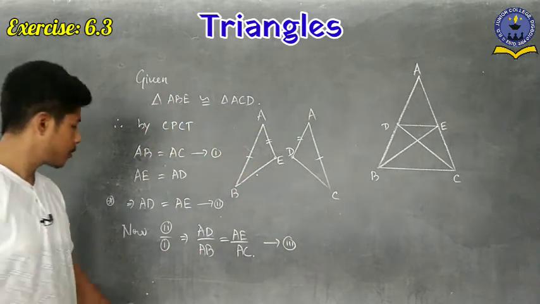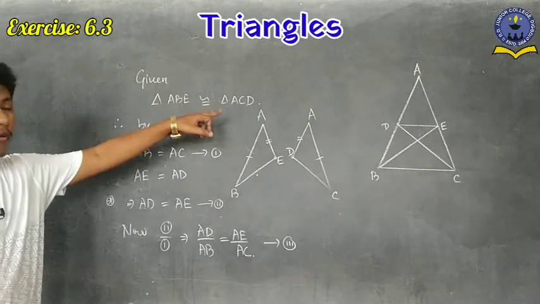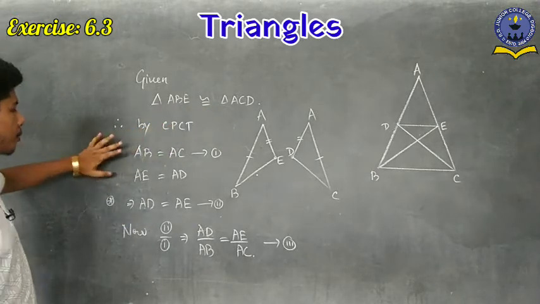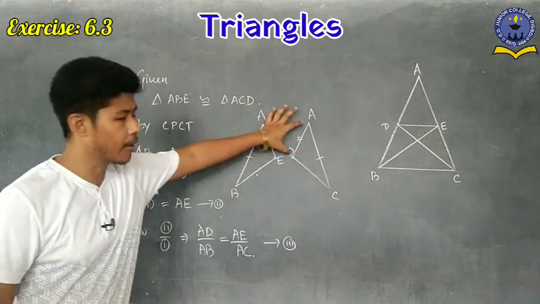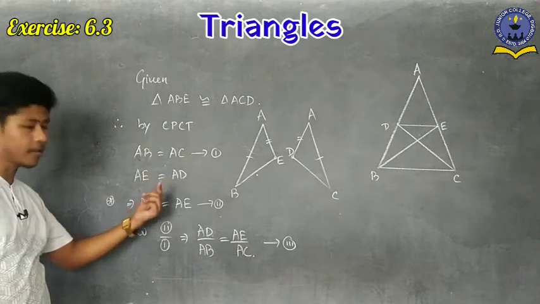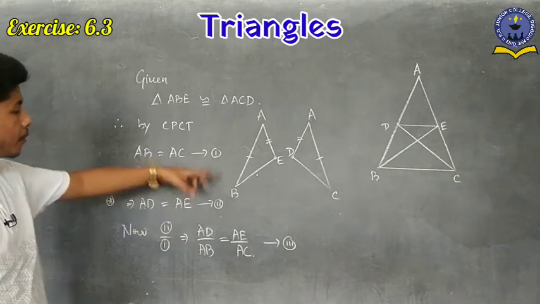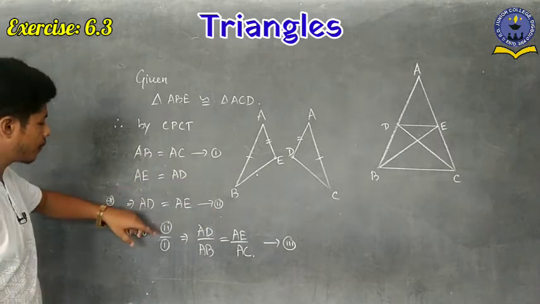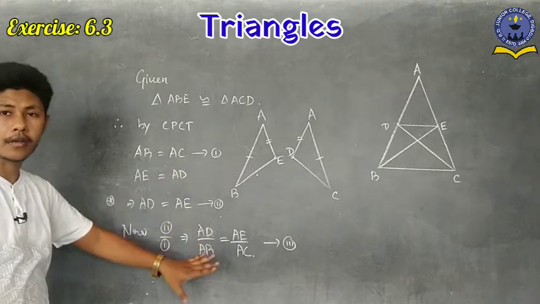Is it clear? So what we have done here, if we repeat: since the triangles are congruent, by CPCT their corresponding sides are equal, so we write AB equal to AC and AE equal to AD. Then one step you have to remember: we rearrange this result, so we write AD first, then AE, and then divide 2 by 1. If you divide, then we get AD by AB, as well as AE by AC. Is it clear?